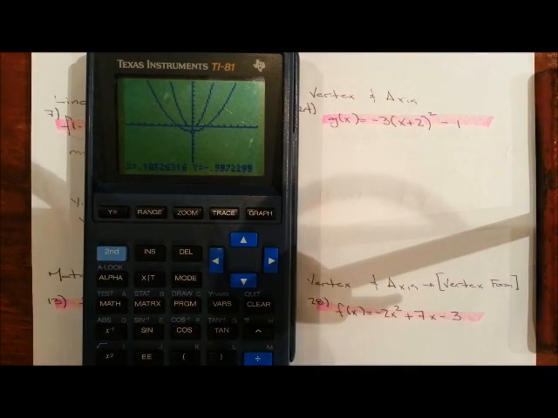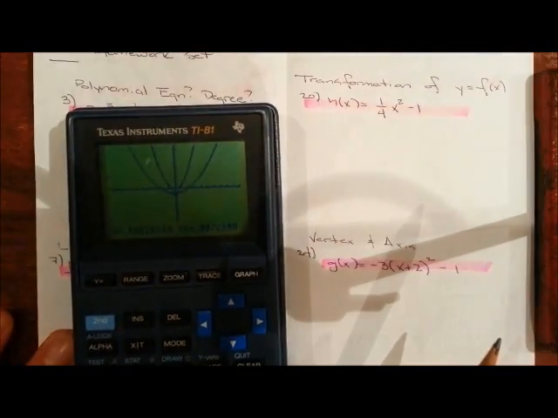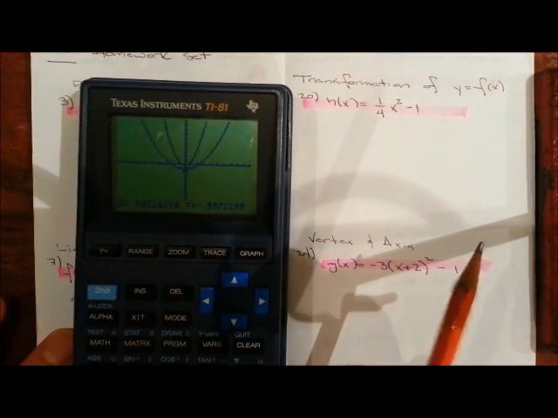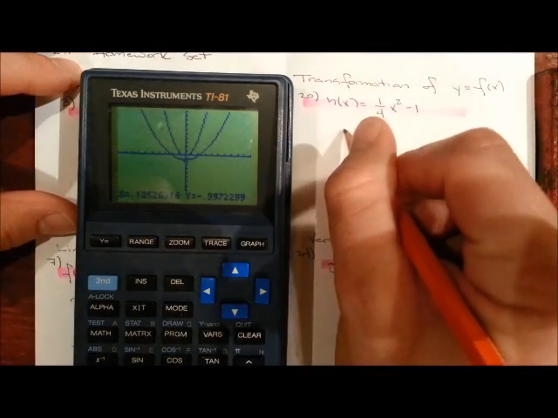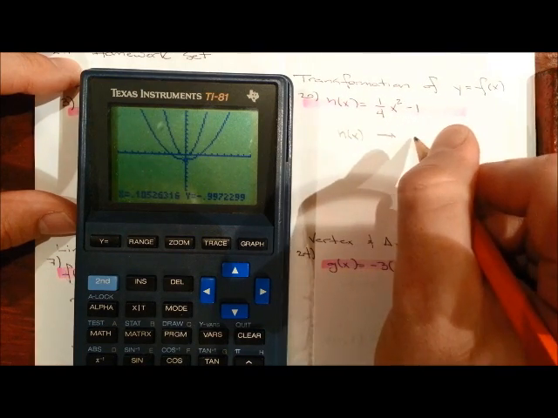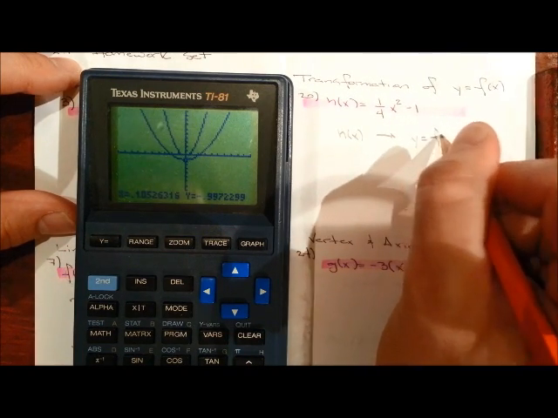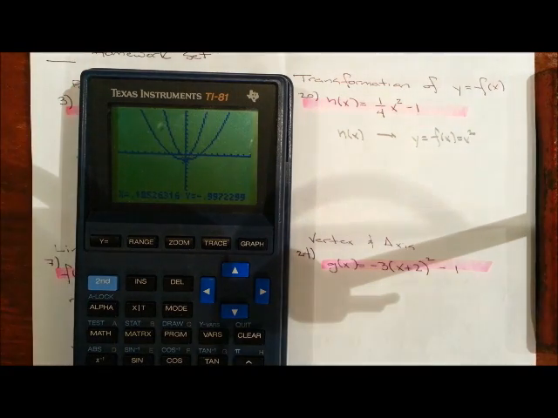So for the next case, I'm trying to determine my transformation of y equals f of x. So I have h of x, which is going to be some type of transformation of f of x equals x squared.